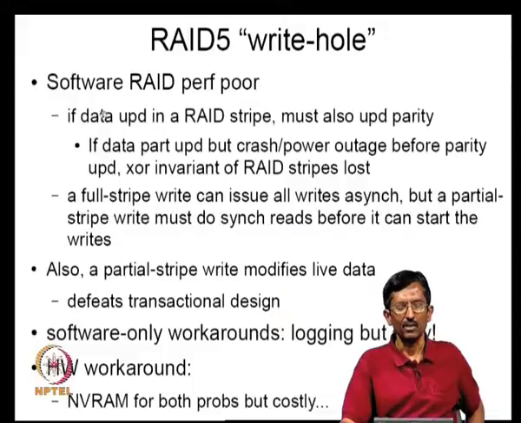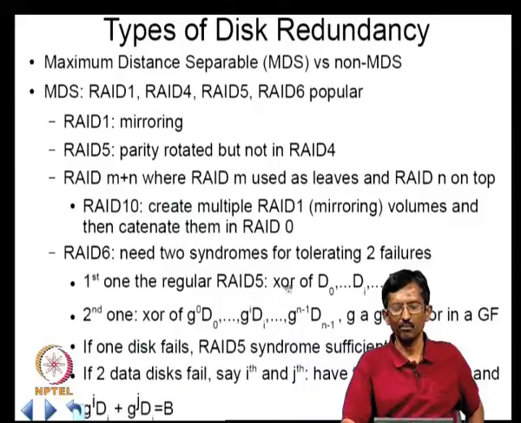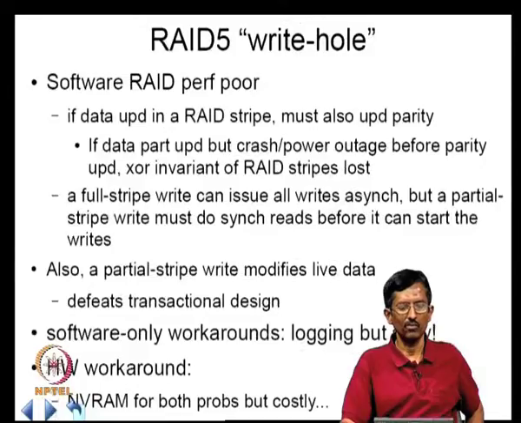If data is updated in a RAID stripe, you have to update the parity also, because there is an invariant that you are keeping. What is the invariant? Like I said in the last class, the parity is the XOR of D0, D1, all the way to Dn minus 1. This invariant you always have to keep. So, if you update the disk, then you have to update the parity also. Only then is the invariant maintained.